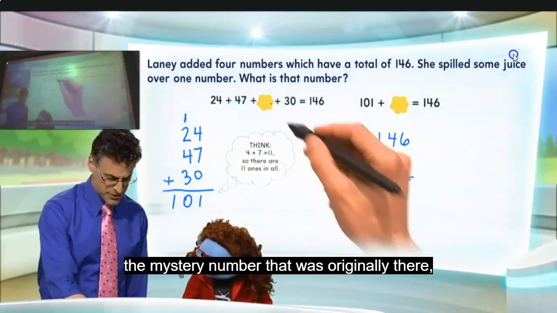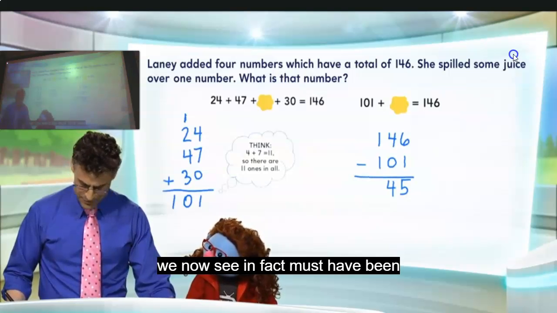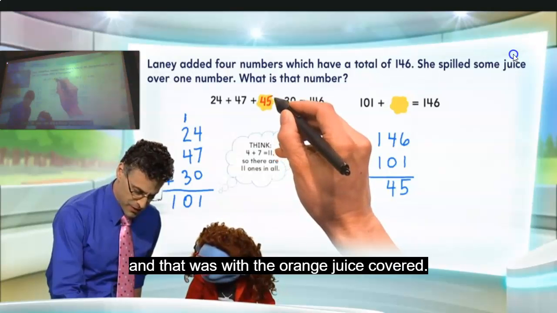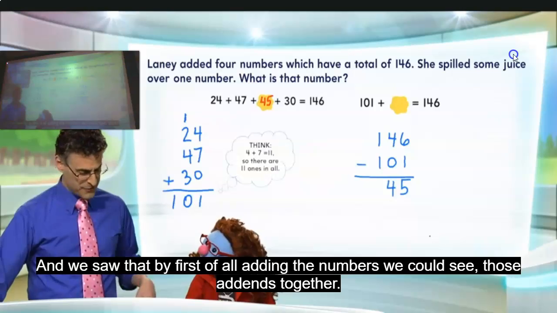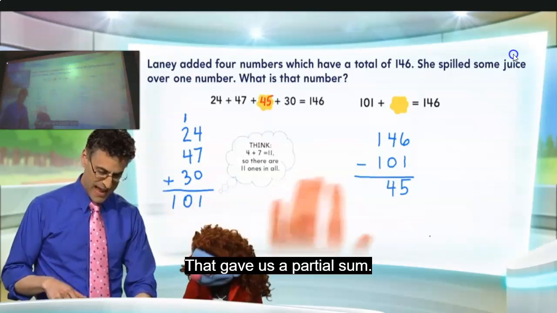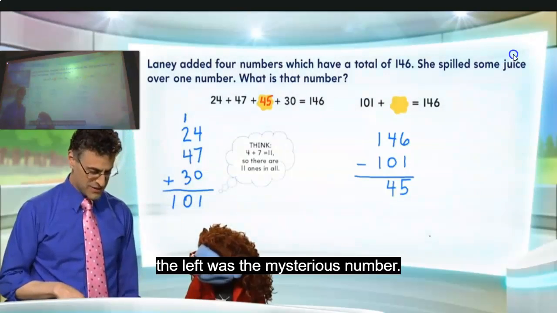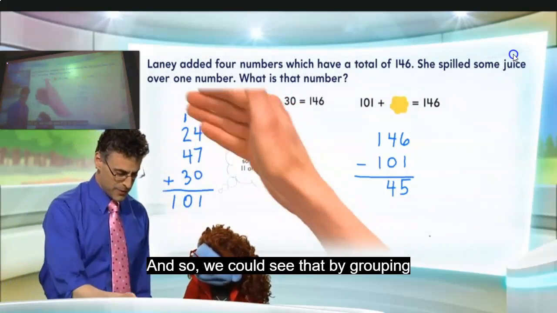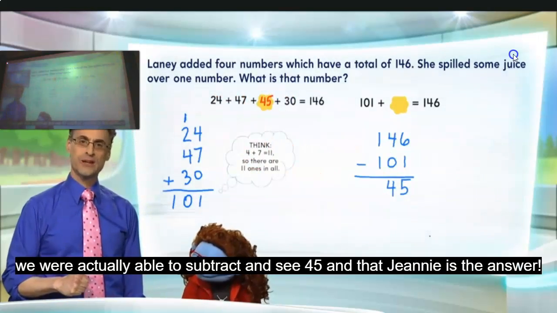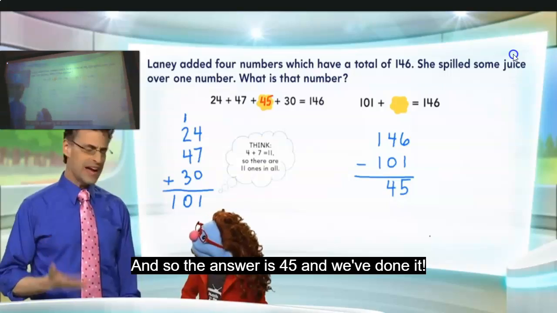And so the mystery number that was originally there, we now see, in fact, must have been 45. And I can write that right in, 45. And that was what the orange juice covered. And we saw that by, first of all, adding the numbers we could see, those addends together. That gave us a partial sum. And then if we took the total and subtracted that partial sum, what was left was the mysterious number. And so we could see that by regrouping when we needed to, we were able to add these up, and then we were able to subtract and see 45. And that, Jeannie, is the answer. Excellent. And so the answer is 45, and we've done it.